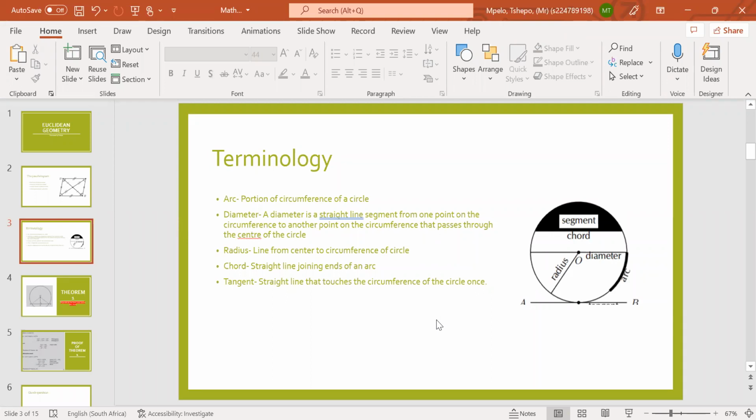Got that? Okay. Perfect. The tangent, I said this is one of the most important lines you could learn from now until forever. It's a line. This line should come from the outside of the circle. Coming from the outside of the circle, it should only touch the circumference of the circle once. Touch it once.